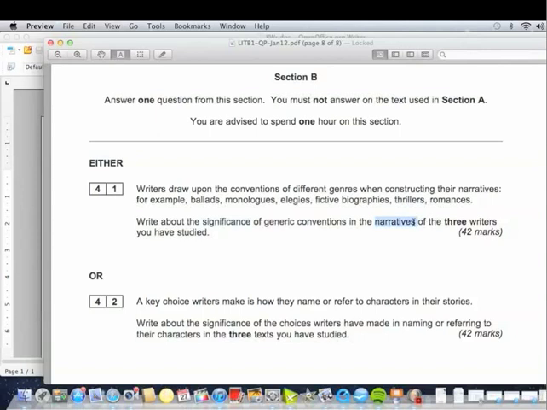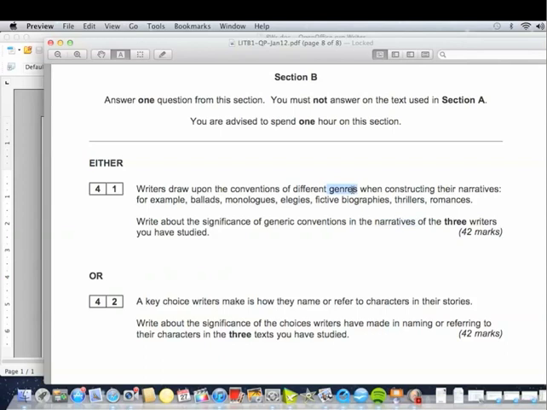All right, what's being tested here then? AO1, again, your expression, fluency, shape of your argument. AO2, how is this method that's being named, genre or names, being used to tell the story? And then AO3 is different interpretations. Now, if you write about 3 texts and how 3 texts use genre or names, you have already given 3 different interpretations. So I want you to consider that. Anything else is a bonus.